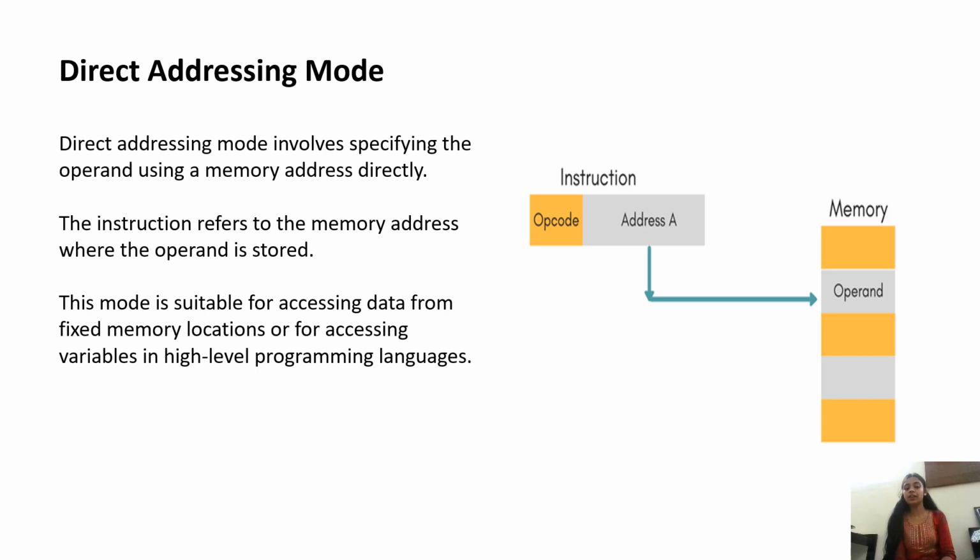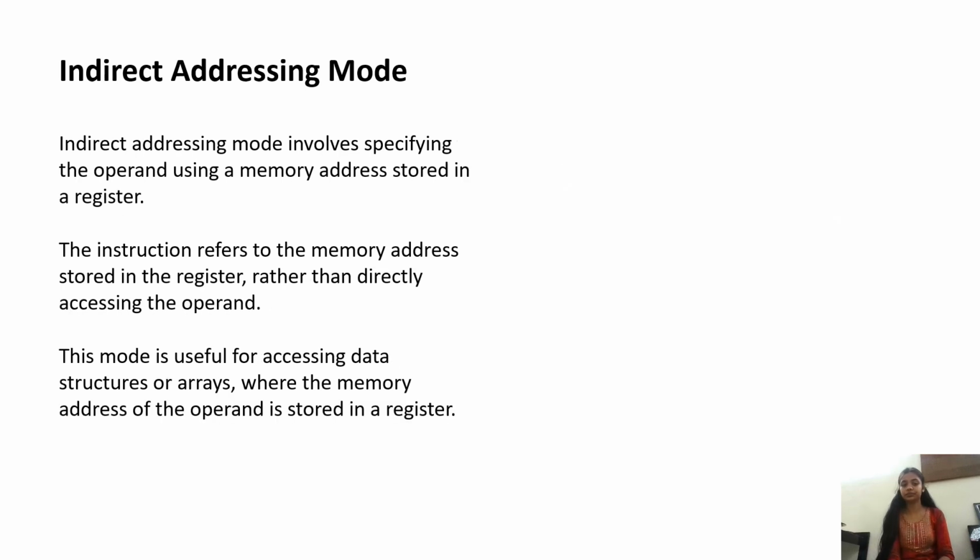Here, if we give an instruction with the opcode, the address A will be used to fetch the operand. This comes under the memory.